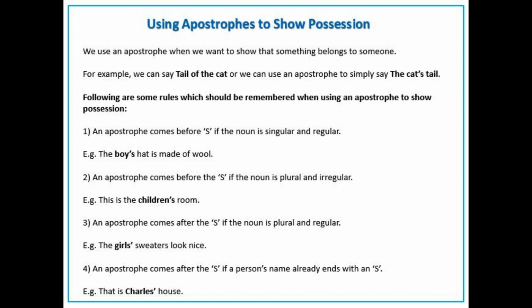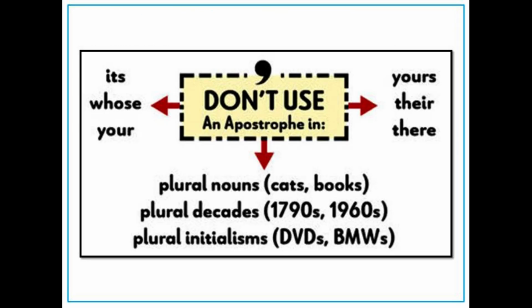The last rule is that an apostrophe comes after the S if a person's name already ends with an S. So, for example, Charles is a name that already ends with an S. So, we are simply going to put an apostrophe after it. We are not going to put an additional S after it. However, this is more of a British rule. The Americans, since they like to simplify everything, they like to add the additional S after the name that already ends with an S. So they write Charles apostrophe and then an additional S after that. However, whether you write an S or you don't write an S, in speaking, you will say that is Charles's house.